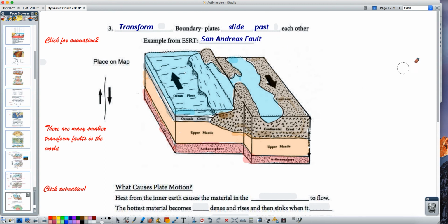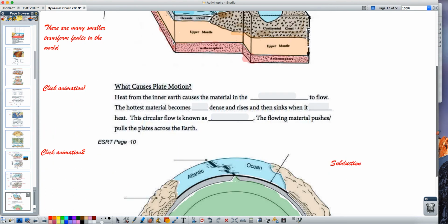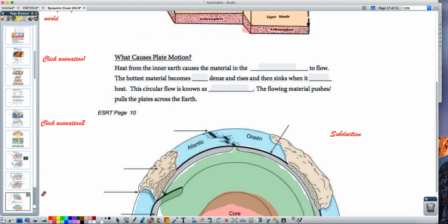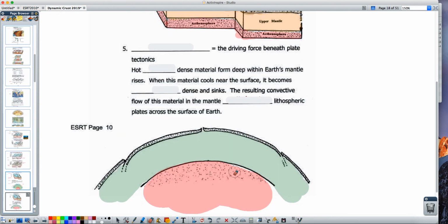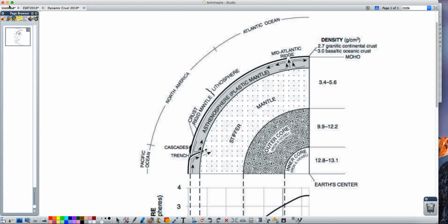And finally, what causes the plate motion? Well, let's take a look at what's causing the plate motion. And this is going to be a slightly different diagram. I'm going to have to go to a different diagram for everyone. What's happening here is this. Your diagram looks like this one right here. So what's happening is this. Let's take a quick look at page 10 of the ESRT.